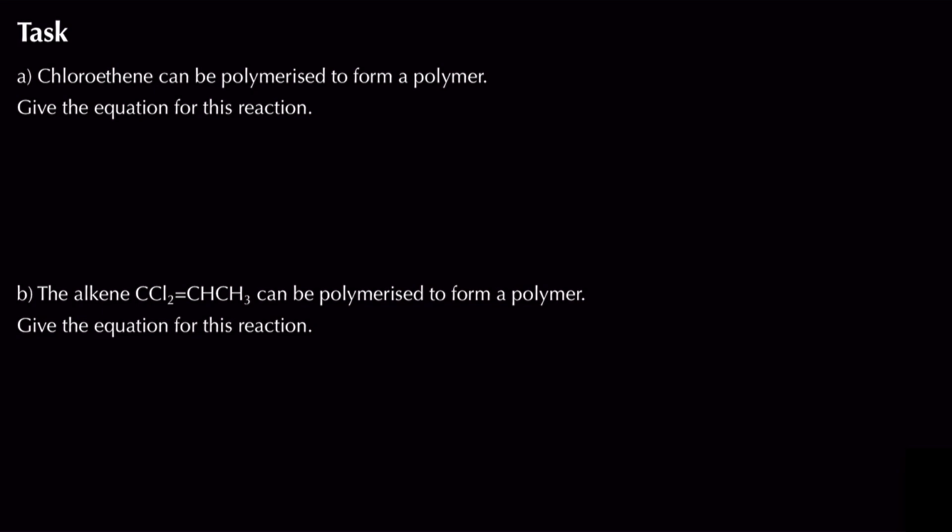Feel free to pause the video, have a go at the following question, and resume once you're ready to go over the answers. So looking at the first one then, we've got chloroethene that can be polymerized to form a polymer, and we need to give the equation for the actual reaction. So in that case, I'm going to draw out a molecule of chloroethene as it is. I like to use displayed formula here, or semi-structural formula is fine as well, and you can use skeletal as well, but it's quite tricky.